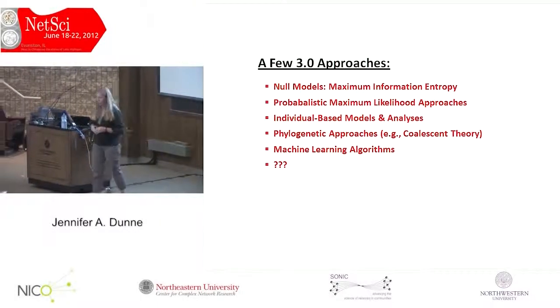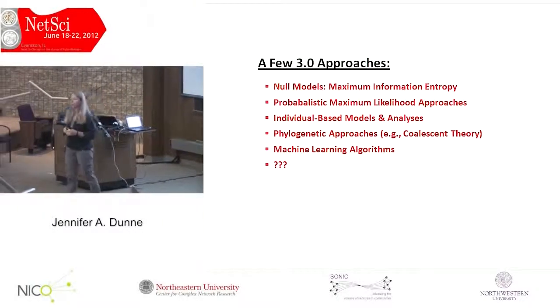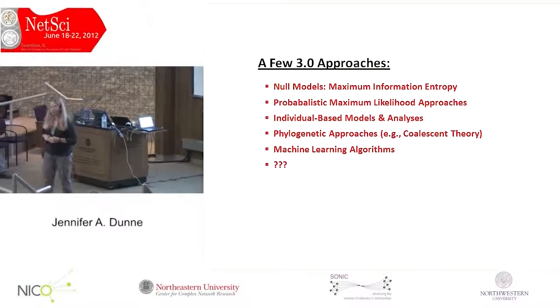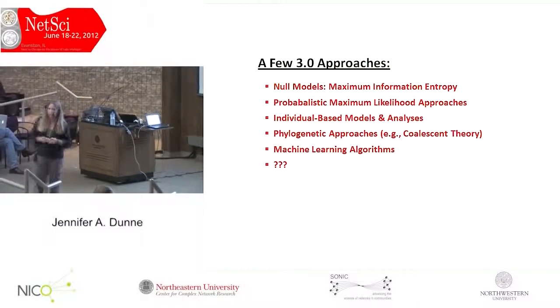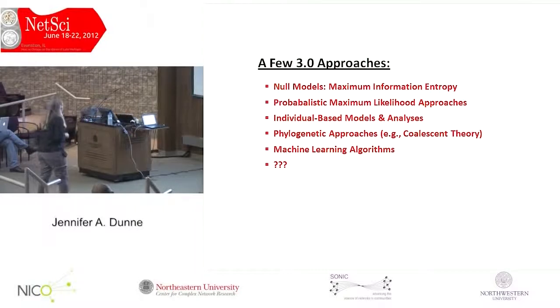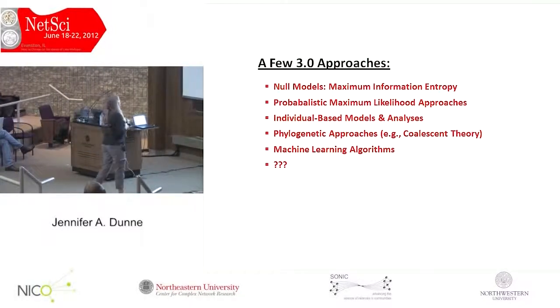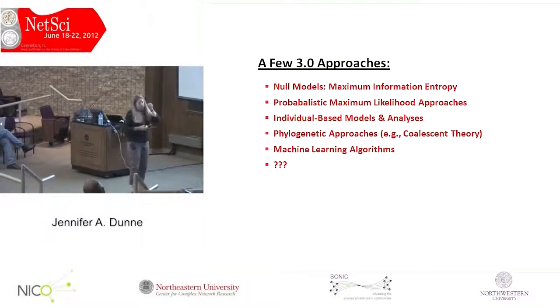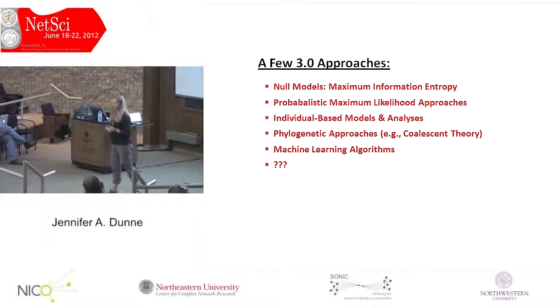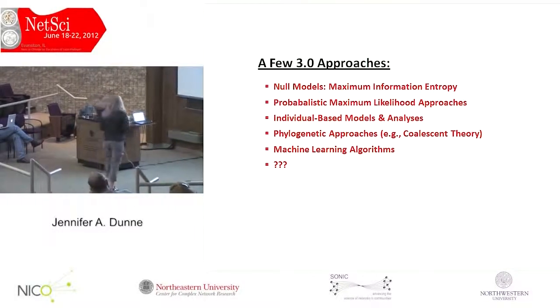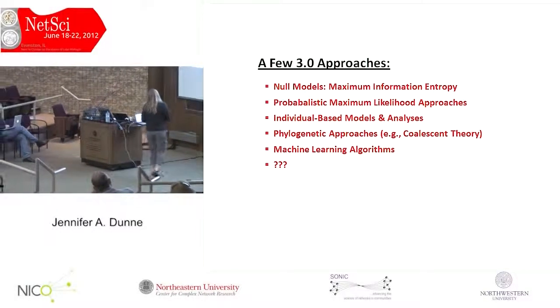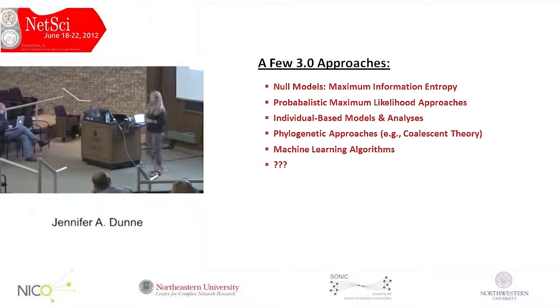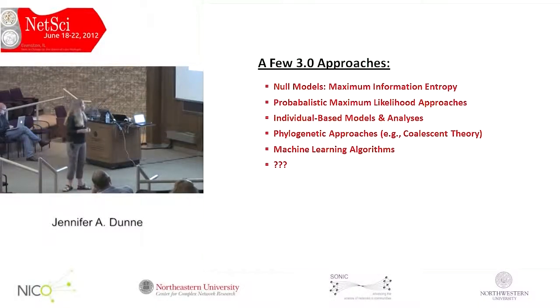So I would just want to mention a few generation 3 approaches. There's a lot of stuff going on. These are just a couple of things. The first is coming up with better null models, and I'll in particular mention maximum information entropy and talk about it just a little bit. There's also probabilistic maximum likelihood methods being applied to ecological network modeling and analysis.